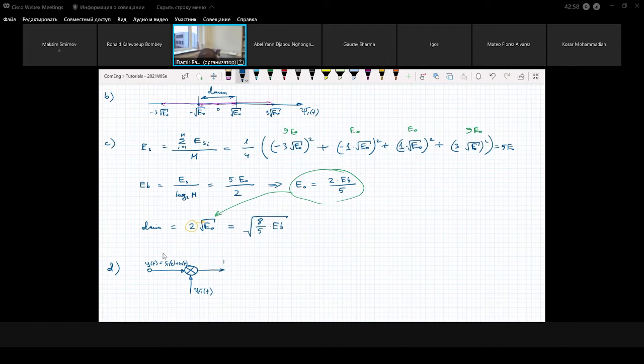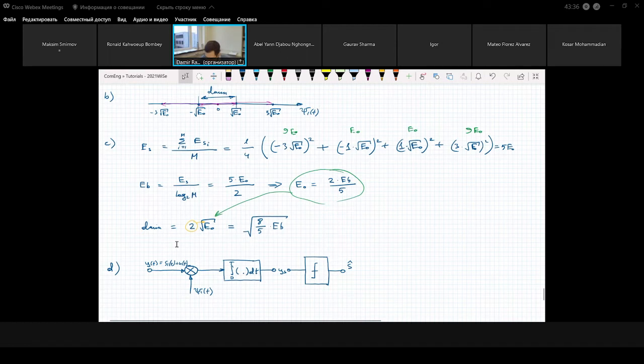Then we have an integrator that accumulates energy over interval T, but not Tb, because T is the duration of the symbol. And afterwards, we get the quantity y1 that we need to analyze. And depending on the value of y1, in the threshold block or detector, we make a decision about what was actually transmitted.